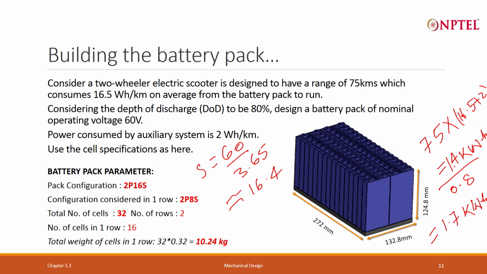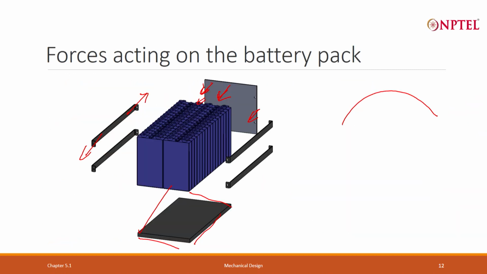Now, we have also talked about how to build a battery pack. We have assembled the cells in a particular configuration, a particular voltage and a particular AH based upon the energy requirement of the vehicle. And we found that the pack weight comes to around 10.24 kg, and then we started looking at the forces acting on a battery pack.